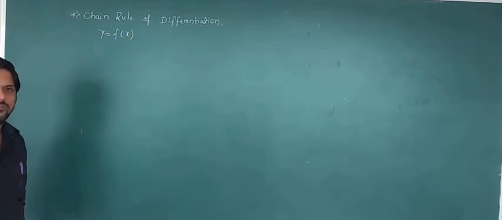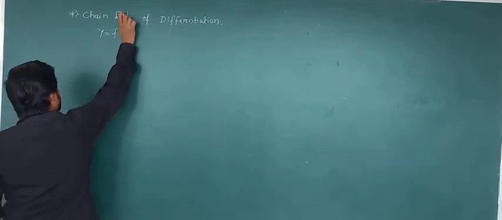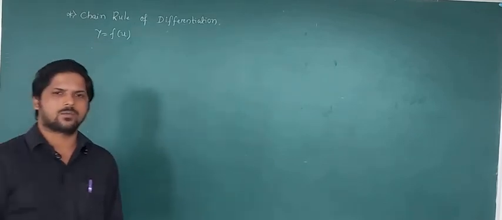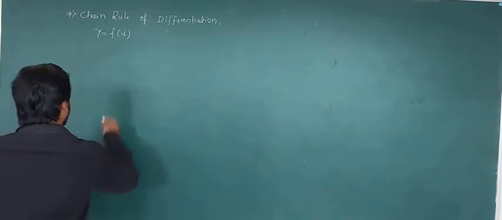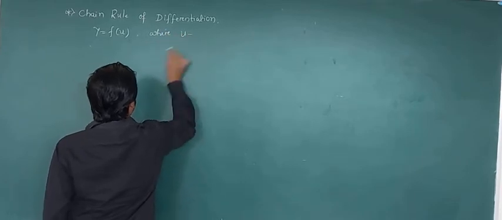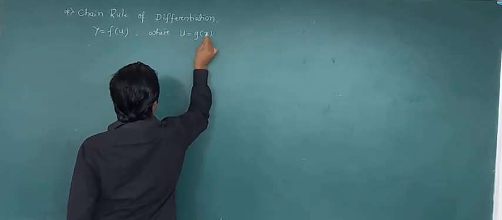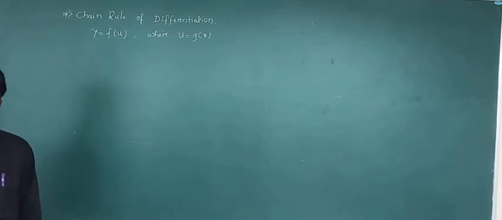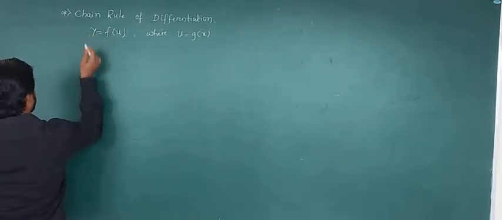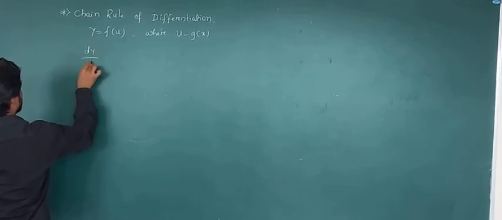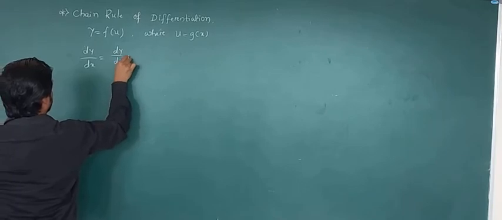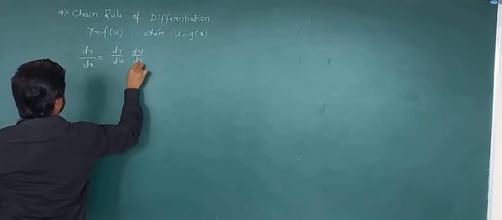Suppose, in place of x, we consider another variable u. Y equal to f of u, where u is a function of x. I will consider this as g of x. Then the derivative of this function y, that is dy by dx, can also be written as dy by du into du by dx.